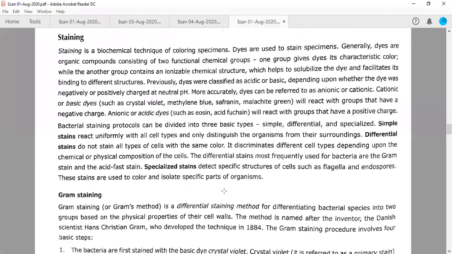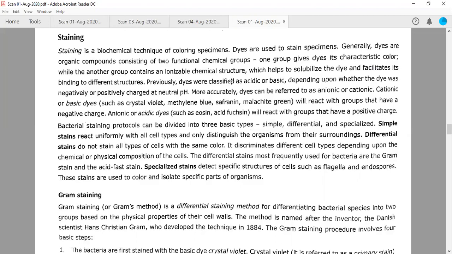So the next important thing is staining. What is staining? Staining is a biochemical technique which can be used to color the specimens. Different types of dyes have been used. Some of them are cationic dyes, some of them are anionic dyes.